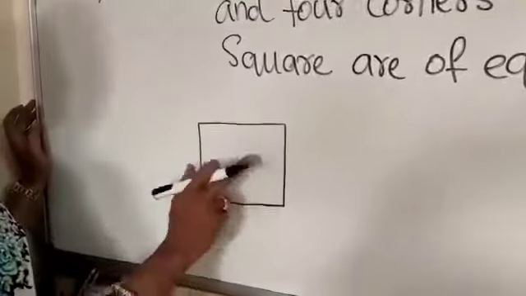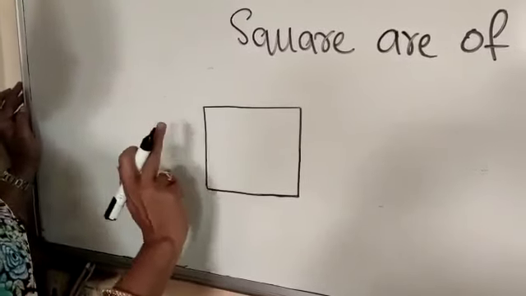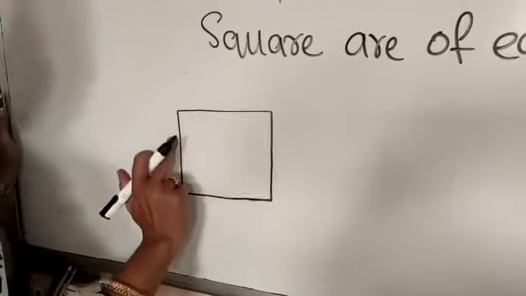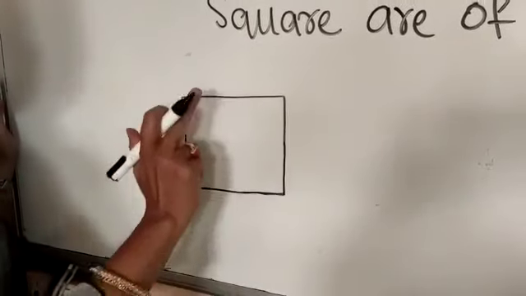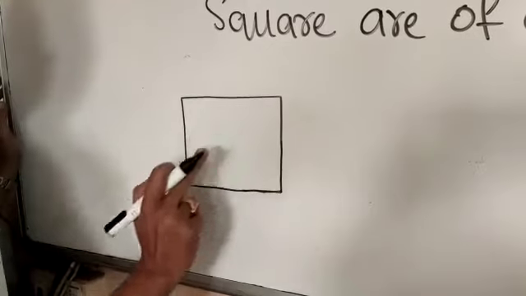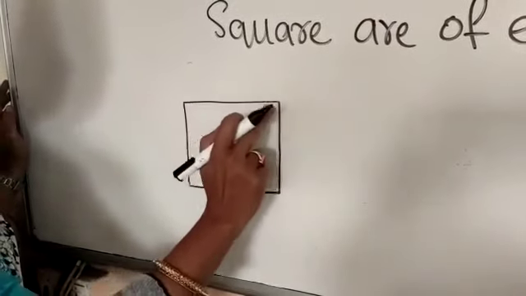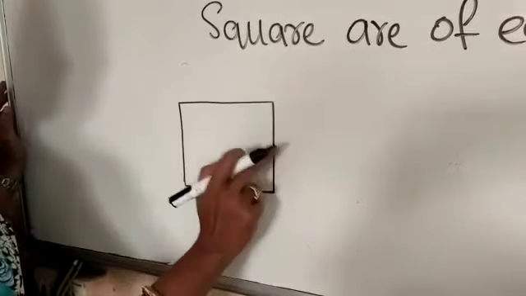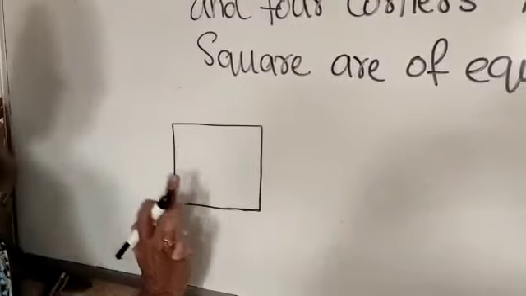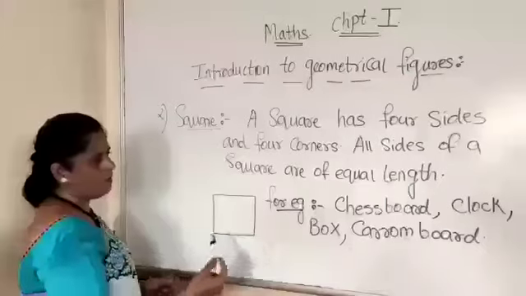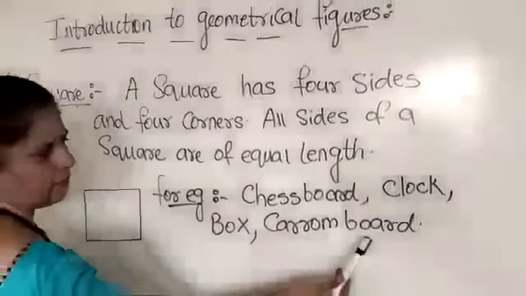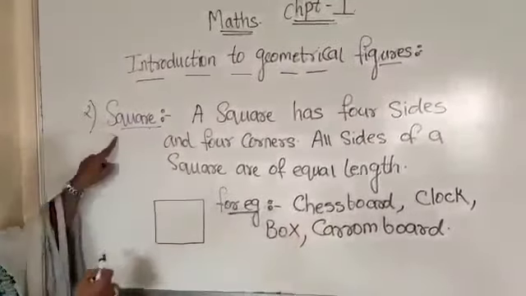See students, this is the picture of square. Square has four sides. See four sides. 1, 2, 3, 4. Square has four sides and four corners. Four sides and four corners. Now all the sides of the square are of equal length. For example, chessboard, clock, box, carrom board. These are the examples of a square.